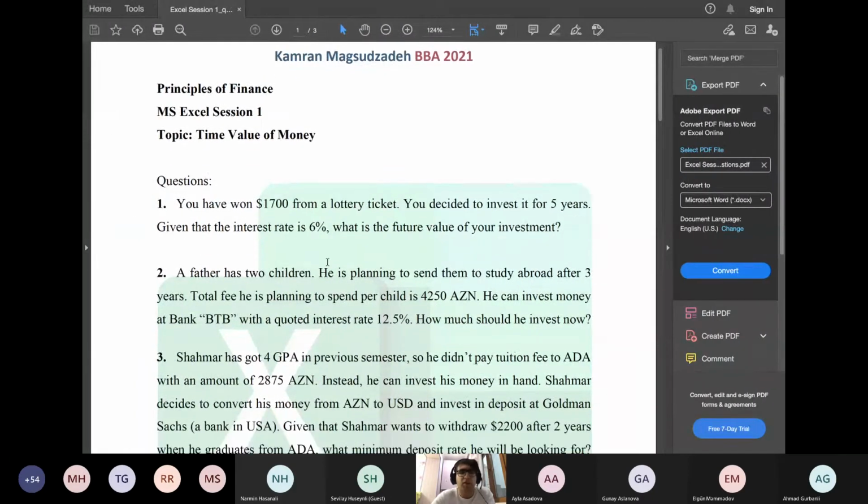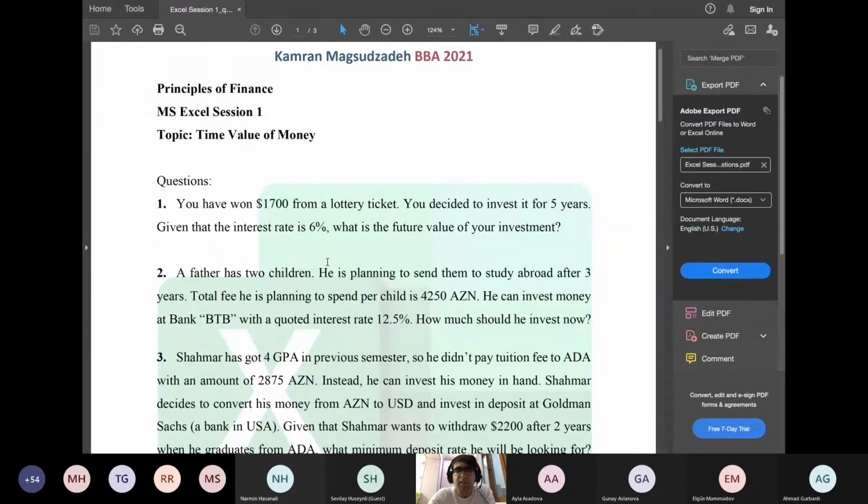A father has 2 children. He is planning to send them to study abroad after 3 years. The total fee he is planning to spend per child is 4250 AZN. He can invest money at Bank BTB with a quoted interest rate of 12.5%. How much should he invest now?